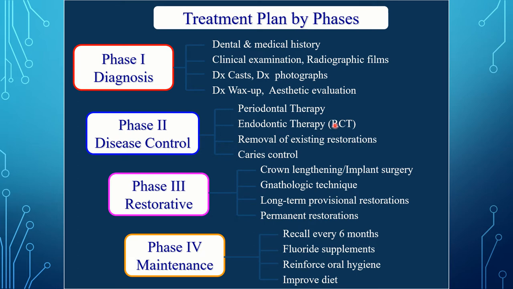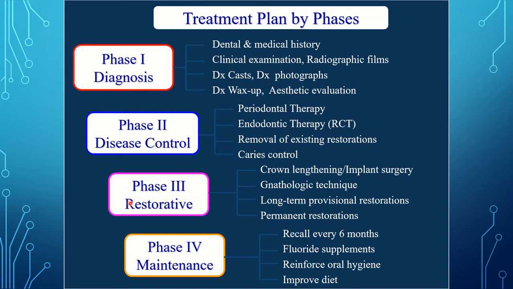Periodontal therapy has to be taken care of first: the gums, the bone, the attachment, everything has to be cleared of calculus and deposits. Anything required has to be taken care of. Then comes the endodontic therapy. If required, any endo interventions must be taken care of, which means removal of existing restoration, caries control, or RCT. Only when these two departments, periodontics and endodontics, have done their part will we be able to proceed further with our treatment.